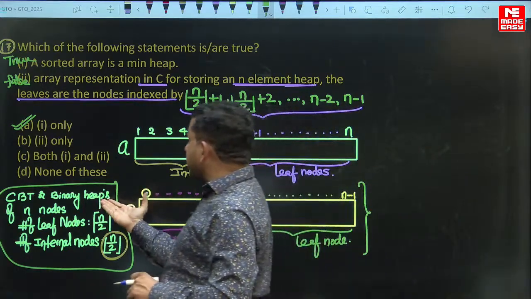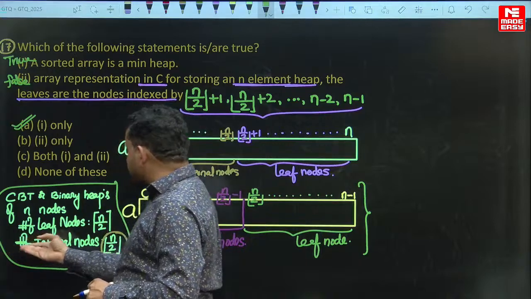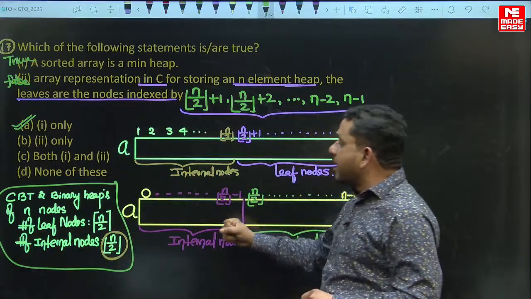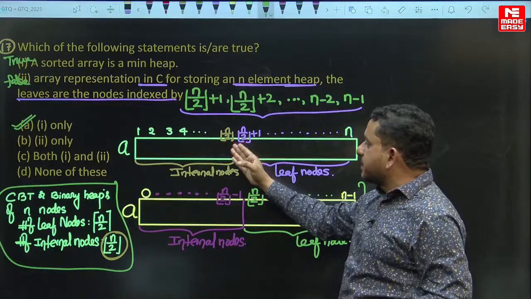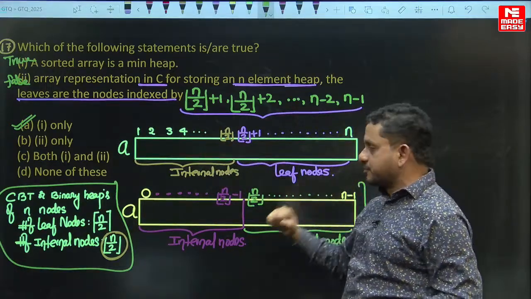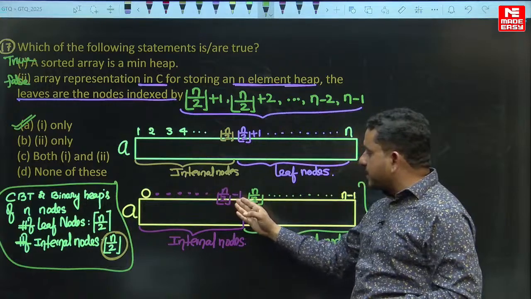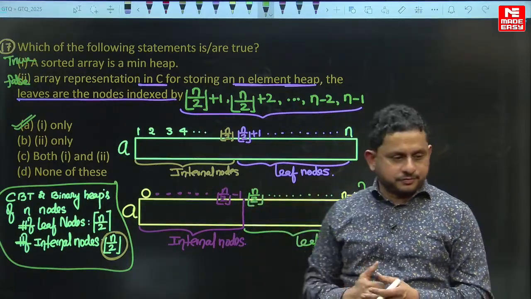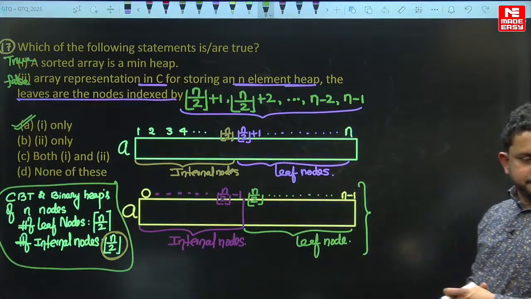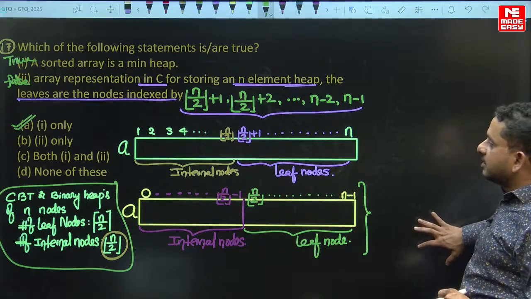So for a complete binary tree of n nodes, ceil(n/2) is the number of leaf nodes and floor(n/2) the number of internal nodes. If the array index starts from 1, then 1 to floor(n/2) are internal nodes, next onwards leaf nodes. If the array index starts from 0, then 0 to floor(n/2) minus 1 are internal nodes, and the next index is the leaf node. Right?